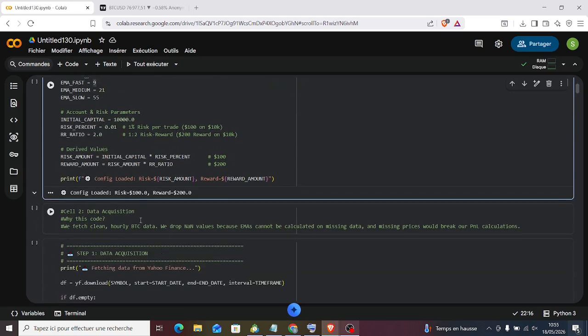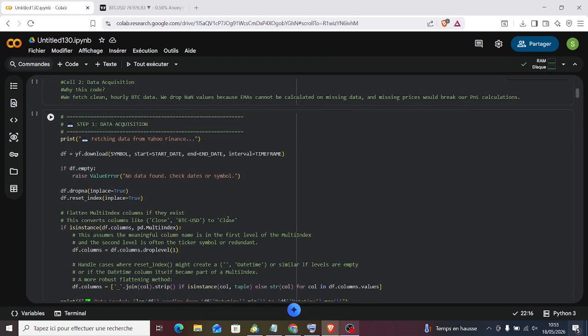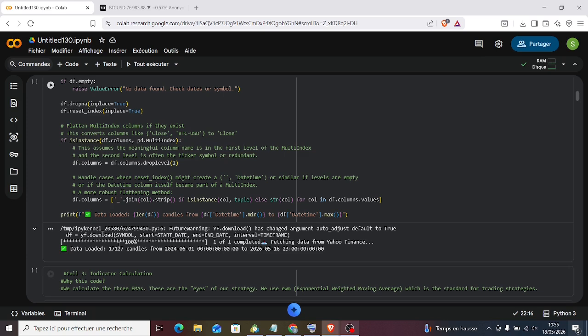Now, step 2 is data acquisition. Why this code? We fetch clean hourly BTC data, and we drop NaN values because EMA cannot be calculated on missing data. If we leave missing values inside the dataset, it could break the P&L calculations later. After loading the data, we can see that we have around 71,000 candles from June 2024 to May 2026.